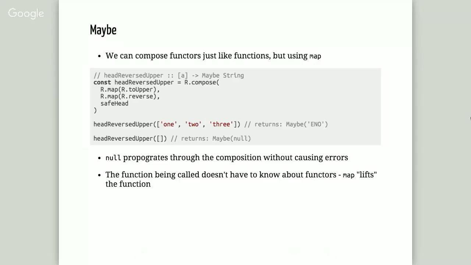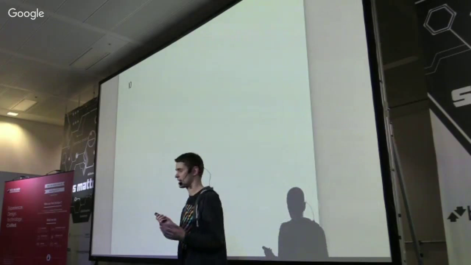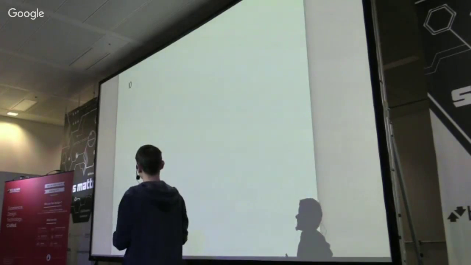And the function being called, like reverse or toUpper, doesn't have to care about the fact that it's operating on a Maybe, because we use map, which does what's called lifting the function into the world of the functor, if you like. So I think that's quite cool, because that gives you a kind of type safety even in a language like JavaScript.